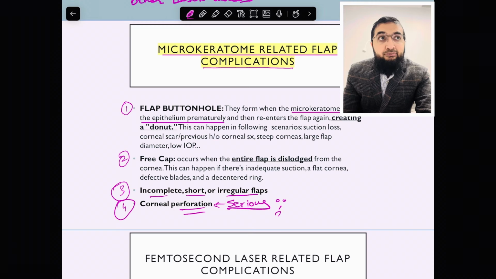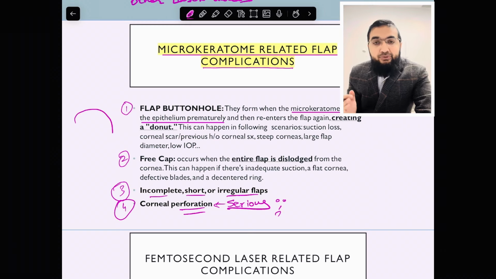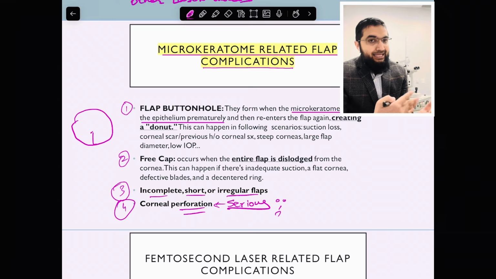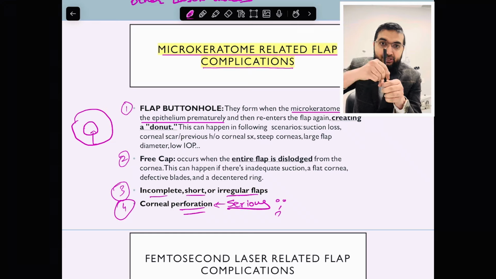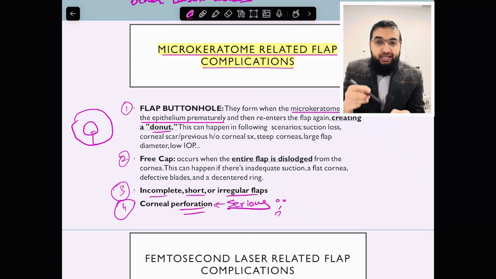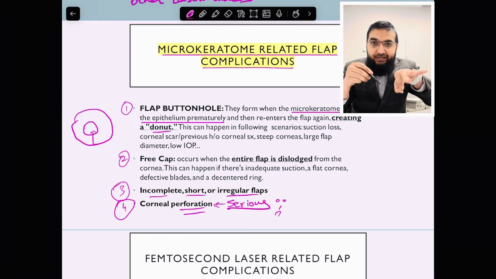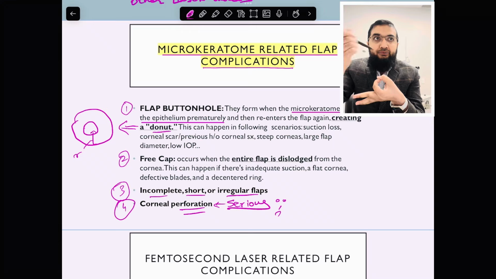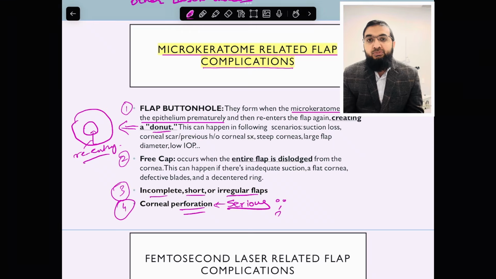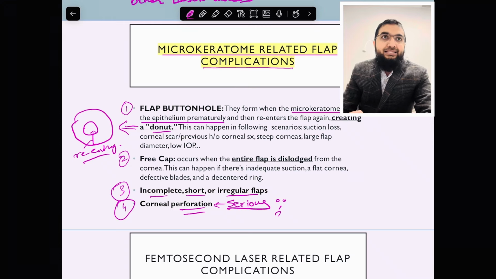So these are the microkeratome related flap complications which can happen, and again, it does not happen to everybody. The flap buttonhole can form when the microkeratome actually exits the epithelium prematurely and then re-enters. So it basically forms a buttonhole there, like a donut. We all have seen a donut, and a donut has a hole. So we are forming that kind of hole in there due to that premature re-entry, causing that kind of damage.